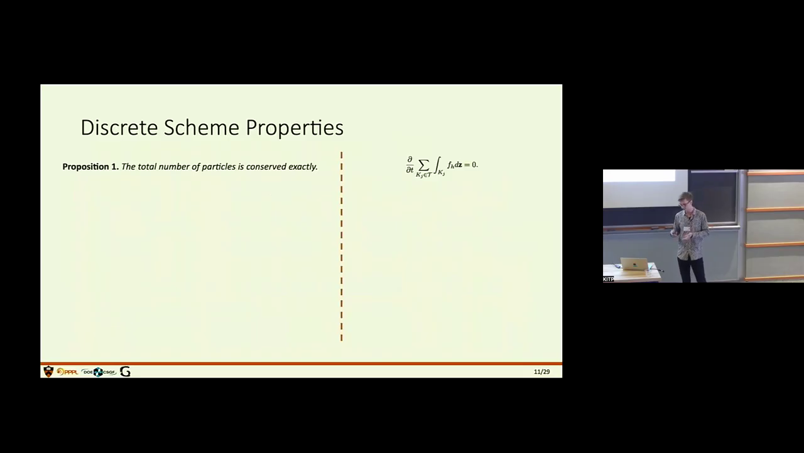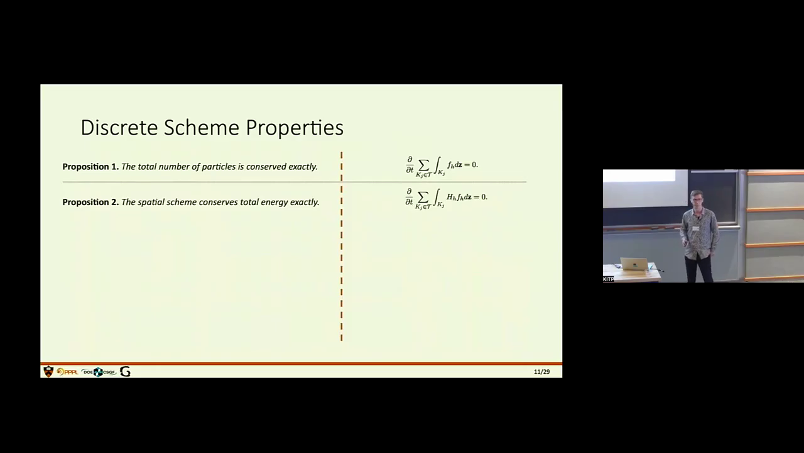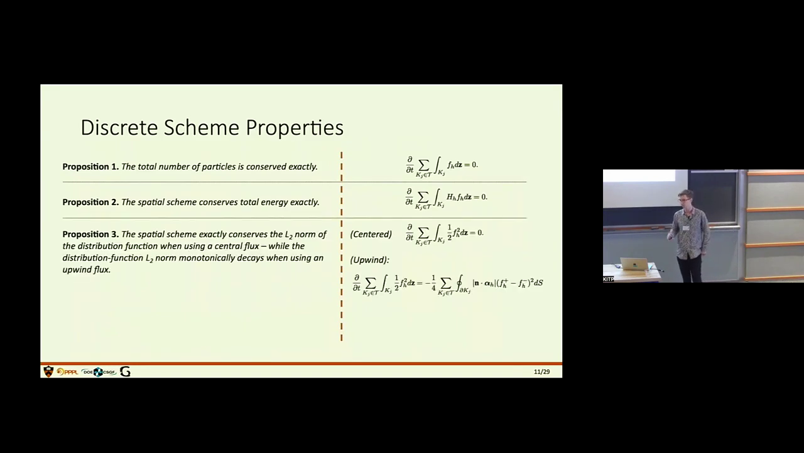For instance, the total number of particles is going to be conserved exactly. The spatial scheme will further conserve energy exactly. This comes from our past proposition, as well as combining it with our discrete weak form. We can then show that for stability, we either conserve the L2 norm or we monotonically decay the L2 norm of our system. Ultimately, we're going to choose an upwind scheme because this slight L2 norm decay overall enhances stability and dissipates any high frequency noise that we might get.